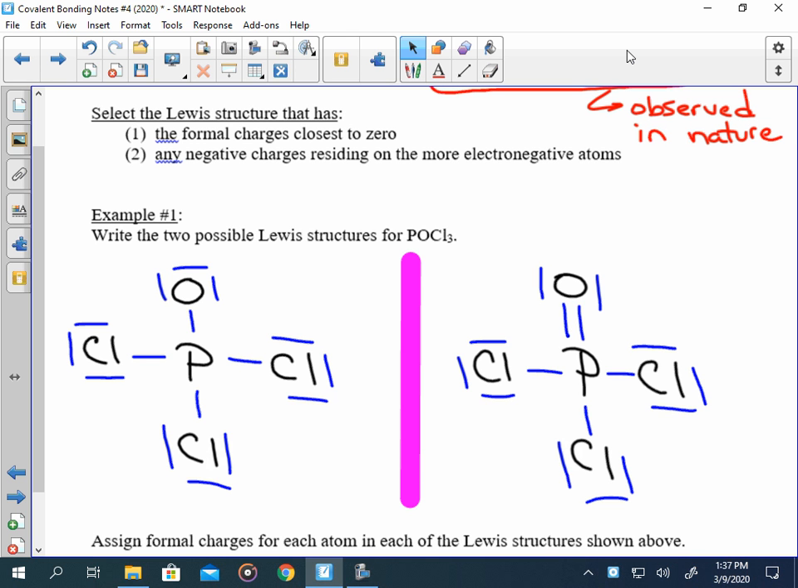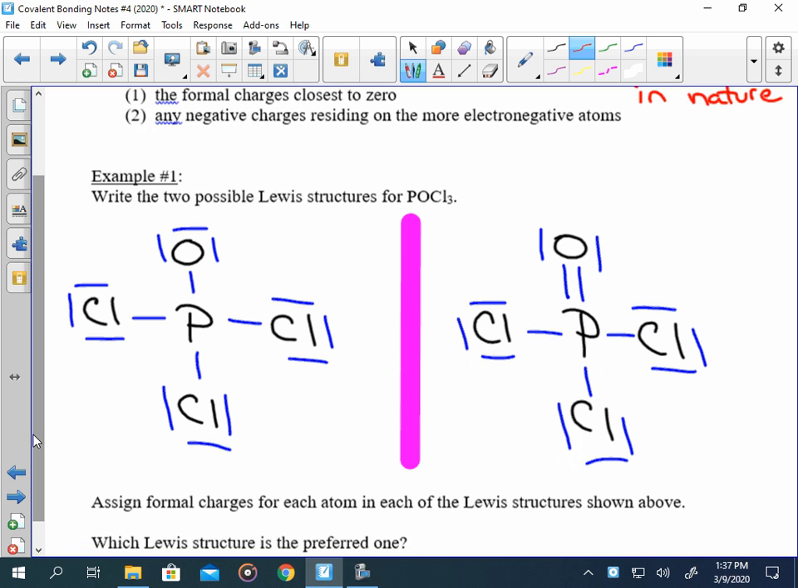Formal charges, it's been a while, so I want to make sure that we're good with that. The formal charge, and let's calculate for the structure on the left, let's talk about phosphorus. Phosphorus is in group 5A, so it should have 5 electrons assigned to it. But when I look at this Lewis structure here, 1, 2, 3, 4. 5 minus 4 is equal to a positive 1. I'm going to go ahead and put plus 1 right there next to the phosphorus.